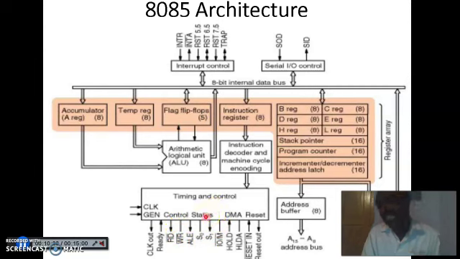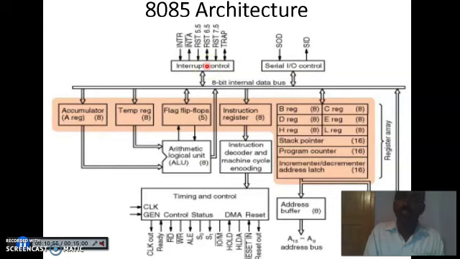Next, status signals. The status signals indicate IO/M, S0, S1. Then the DMA, direct memory access signals, hold and hold acknowledgement. Next, reset signals, reset in and reset out. These are the timing and control unit. So what is the function of the timing and control unit? To generate the timing and control signals. Clear?